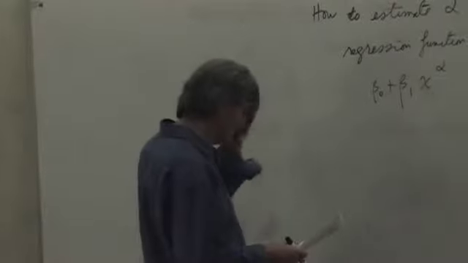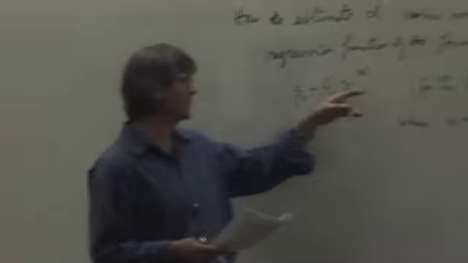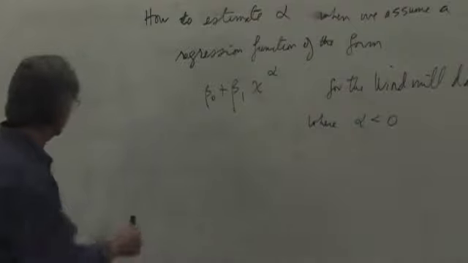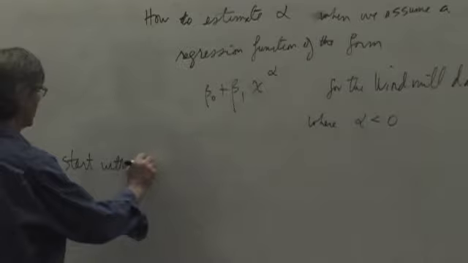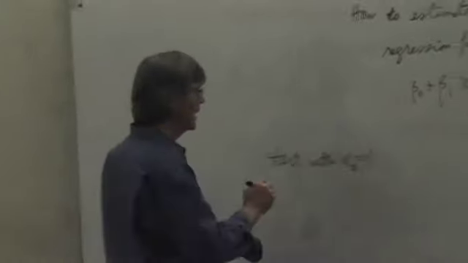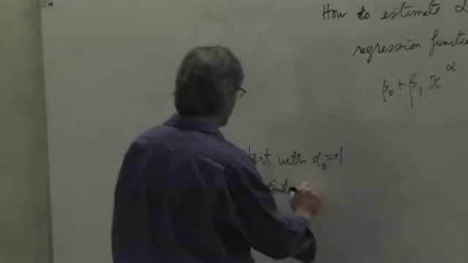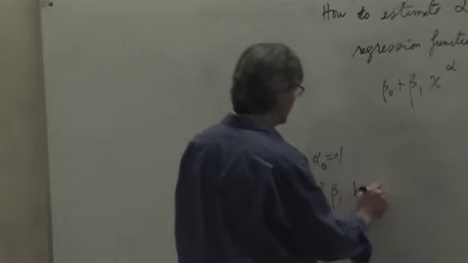How should I play this game? In other words, I have alpha. I should start nearby, maybe something that's the right alpha, and try to adjust it. So here's what we're going to do. We'll start with alpha 0 equal to 1. It's not even negative yet. And try to figure out a new alpha by an iterative procedure. Estimate beta 0 and beta 1 by a simple linear regression.